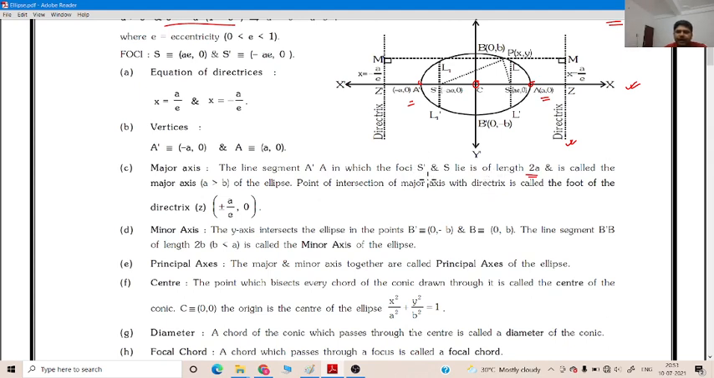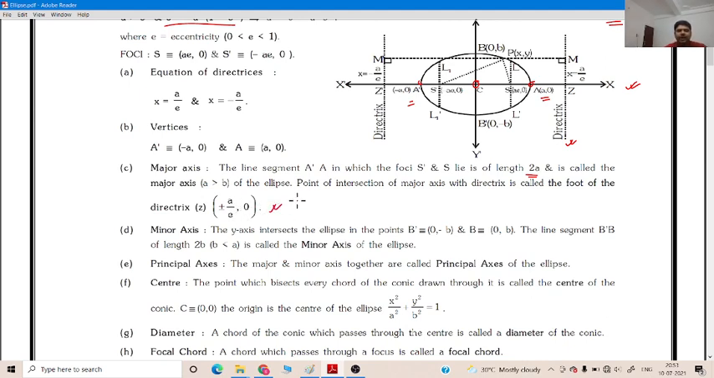Now the point of intersection of the major axis and the directrix. The coordinate of that point is x equal to a by e. Therefore, a by e, 0 and minus a by e, 0. Therefore, the coordinate is what?